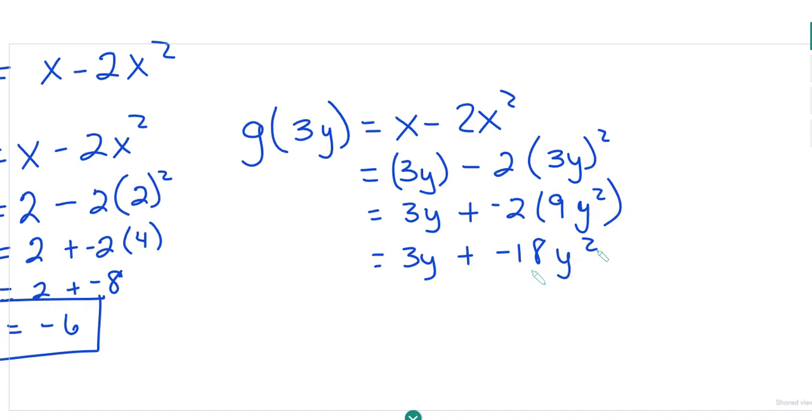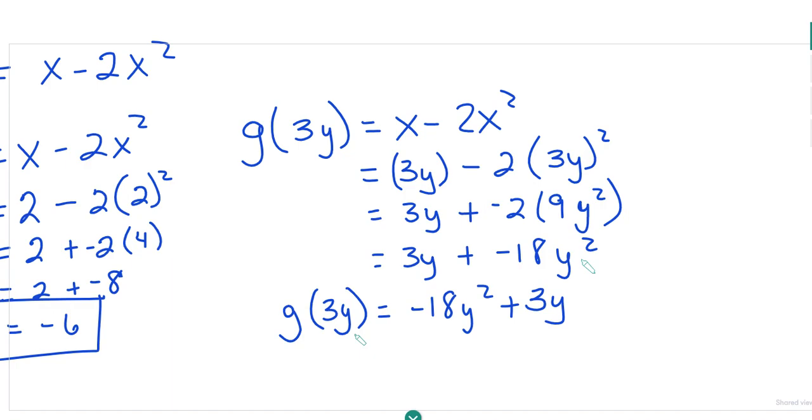Now, when I have a term with an exponent of 2 and a term with an exponent of 1, we understand that that 1 is there even though we don't see it. We're going to write our answer in descending order with exponents. So our answer is actually going to be negative 18y squared plus 3y is the value of the function when x is 3y. And that's how you find the value of a function.